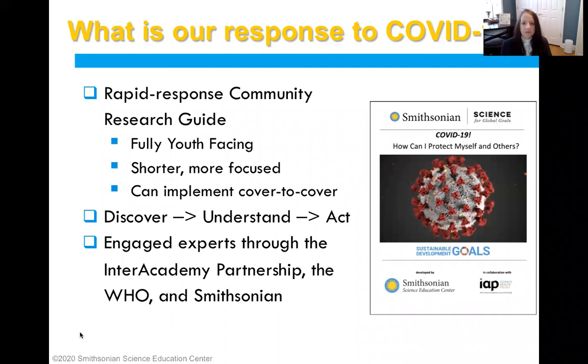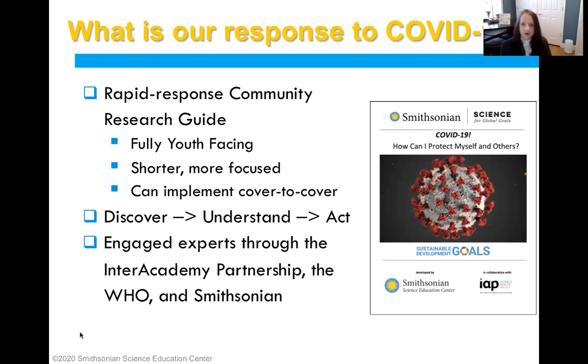So we developed a rapid response community research guide called How Can I Protect Myself and Others? It's fully youth-facing, so we're writing directly to the students. It's shorter and more focused than our other modules because of its rapid response approach, and it can be implemented with these 7 lessons in about 14 days.